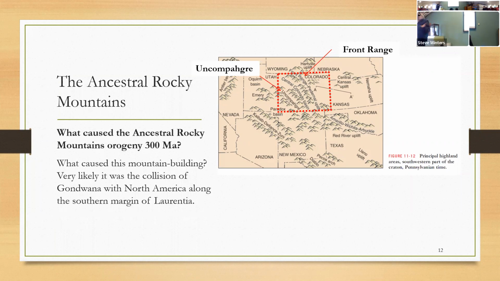So what caused the ancestral Rockies to form 300 million years ago is still a question for debate. Very likely it was a collision of some tectonic plates. This is often the usual suspect when we see mountains forming. So was there a collision of continental plates 300 million years ago?